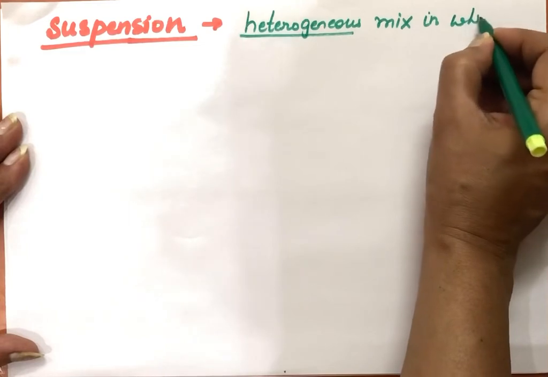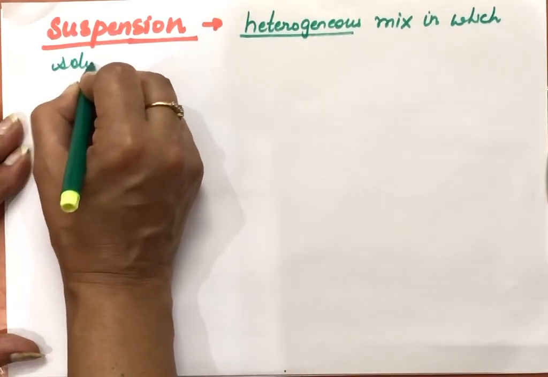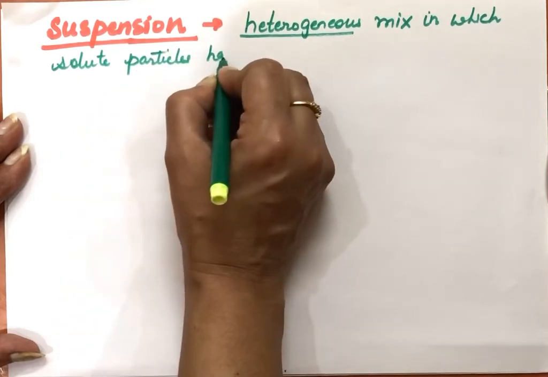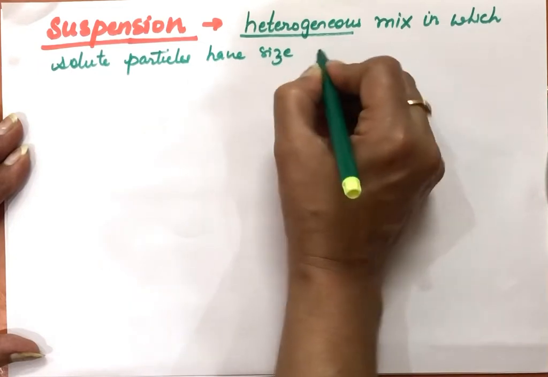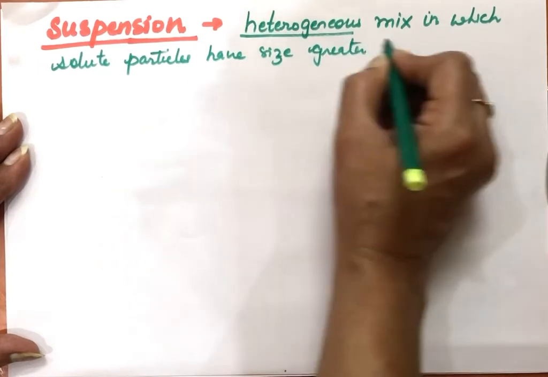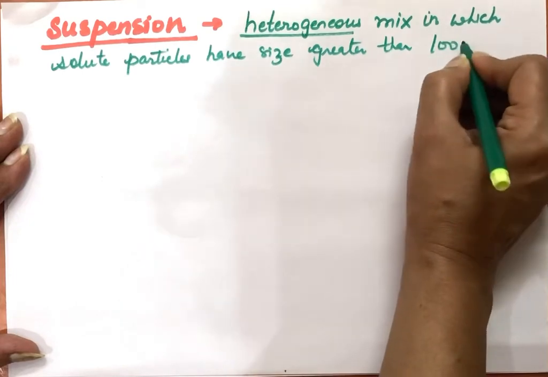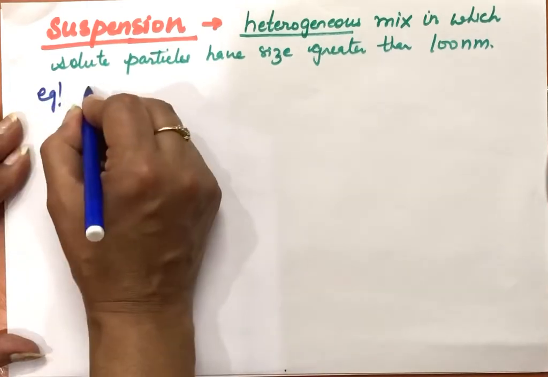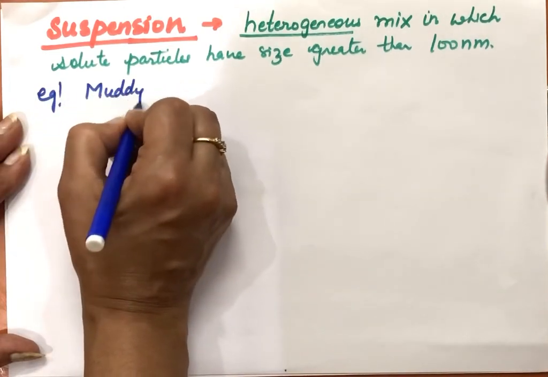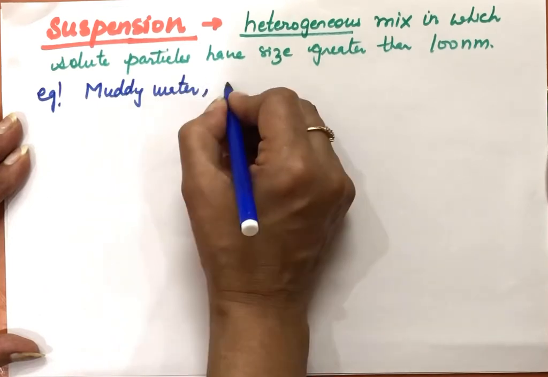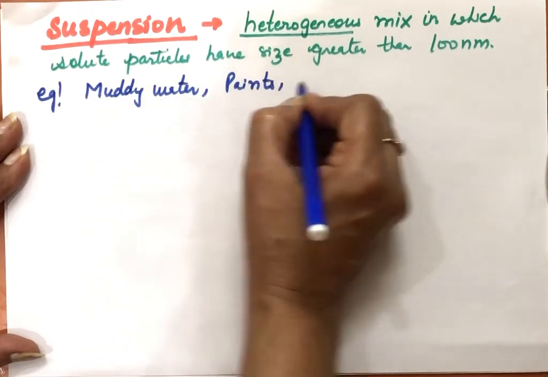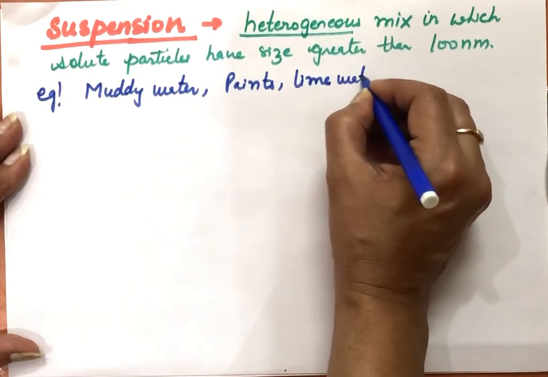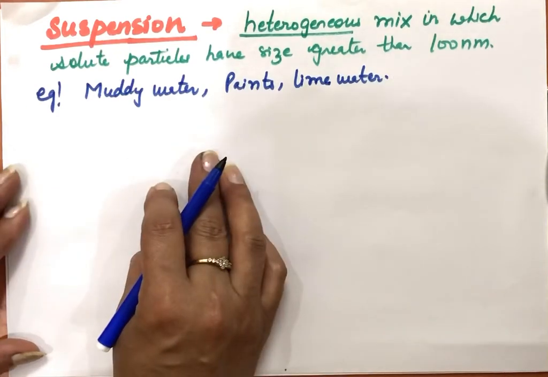In this, the solute particles are of very big size, that is why they are not mixing up uniformly into the solvent. The size is more than 100 nanometer, so the size of particles here is very, very big. Examples of suspension: we can take muddy water or sand in water. Then paints are an example of suspension. Lime water, that is calcium hydroxide, when we dissolve in water, that becomes lime water. All these are examples of suspension.